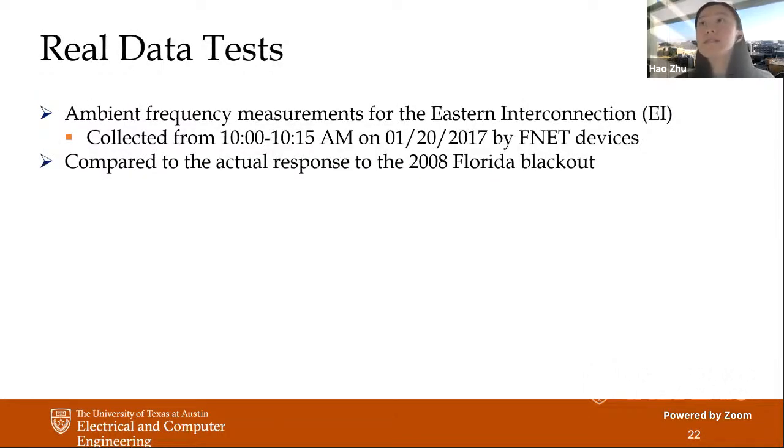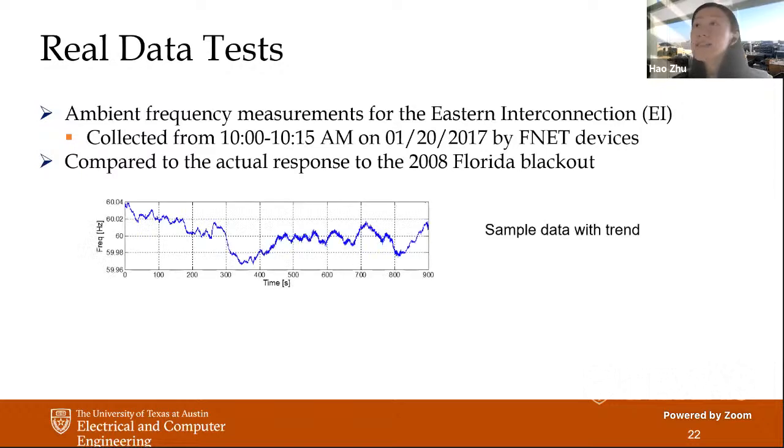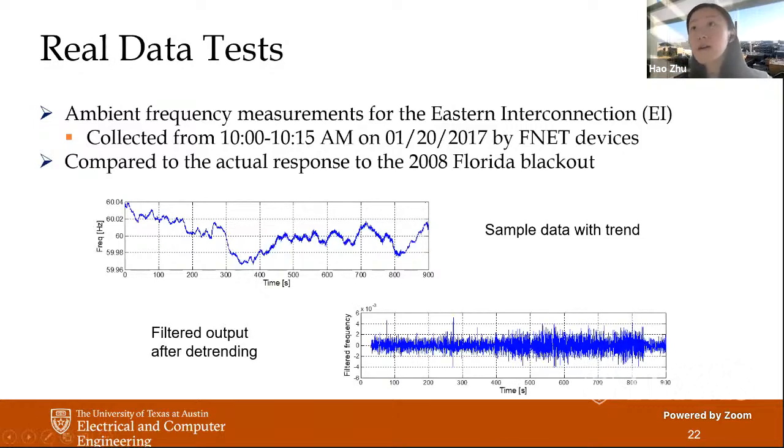So there's tons of validation we can do with different test systems, but there's no better validation than using real data. So we were fortunate to get the real Eastern interconnection frequency data for 15 minutes. And we were going to compare that response to the 2008 event seen from the video. So this is the sample data that you've seen earlier. We did the detrending to remove this slowly varying trend, and then the actual ambient data would just look like noise. But then the cross correlation is able to recover their propagation behavior.